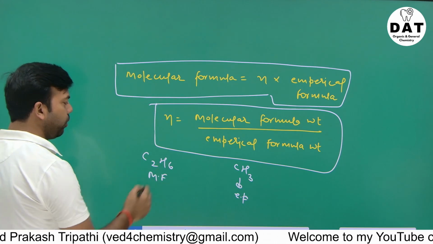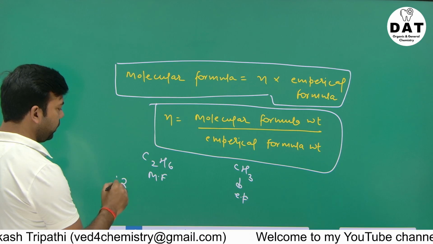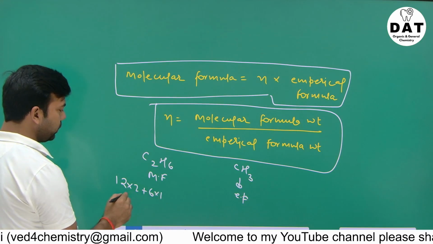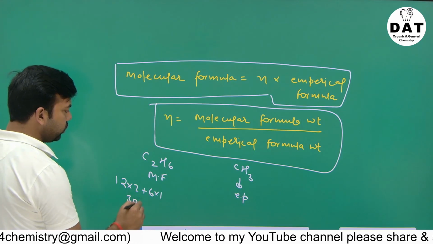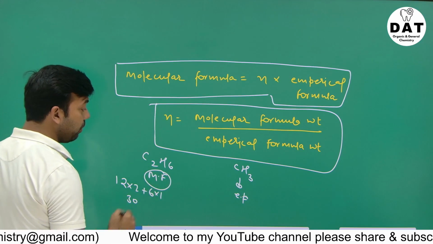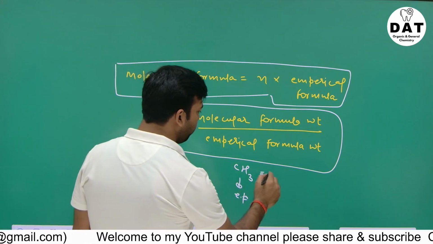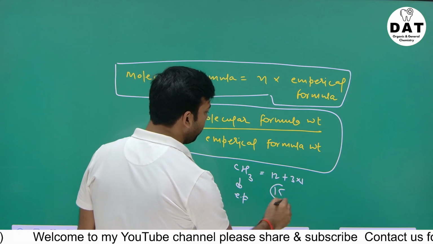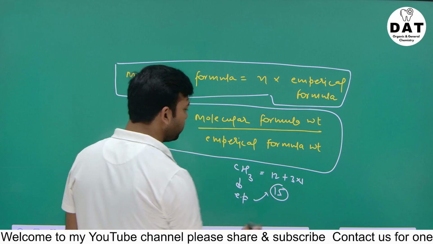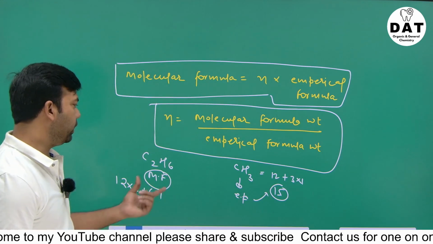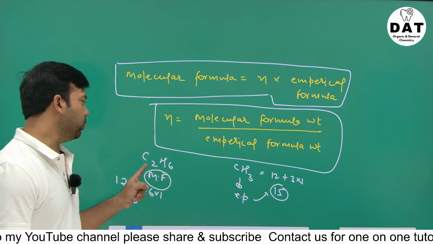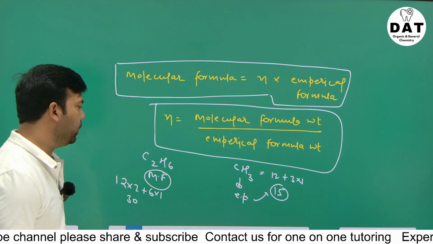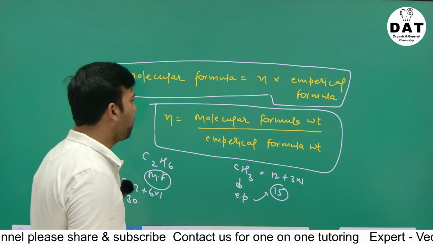What is the molecular formula weight here? You can see 12 into 2 plus 6 into 1, so 24 plus 6 is 30. This 30 is my molecular formula weight. And the empirical formula weight is 12 plus 3 into 1, which is 15. Makes sense? N is equal to molecular formula weight divided by empirical formula weight, so 30 divided by 15 is 2. Clear?